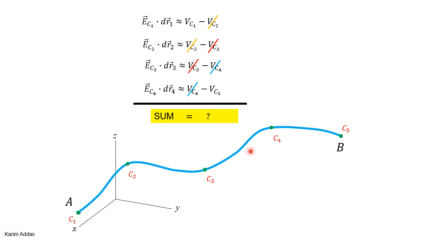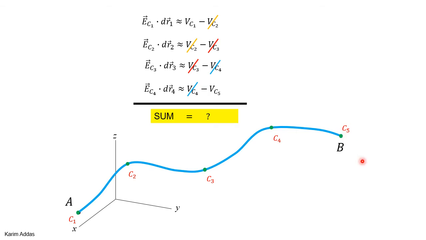Now, if you look at the sum, if you add all these terms, what would you get? You see here you have VC2 minus VC2, VC3 minus VC3, VC4 minus VC4. So you end up with the potential at point A, the initial point, minus the potential at point B, the final point. So by adding the potential differences between all these points, when you obtain them in this particular order, you end up with the potential difference between the far point and the far point. So this gives the idea of how to get the potential difference between 2 very far points.